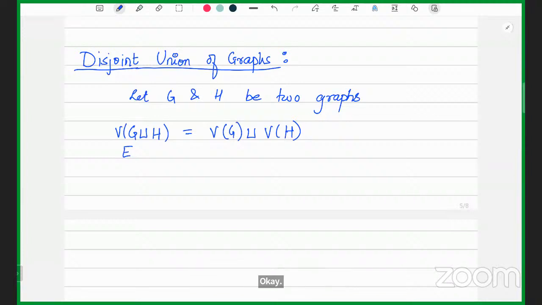Talking about the disjoint union of graphs, if I take two graphs, I define the disjoint union of graphs by taking the vertex set to be the disjoint union and the edge set also to be the disjoint union. Nothing fancy.